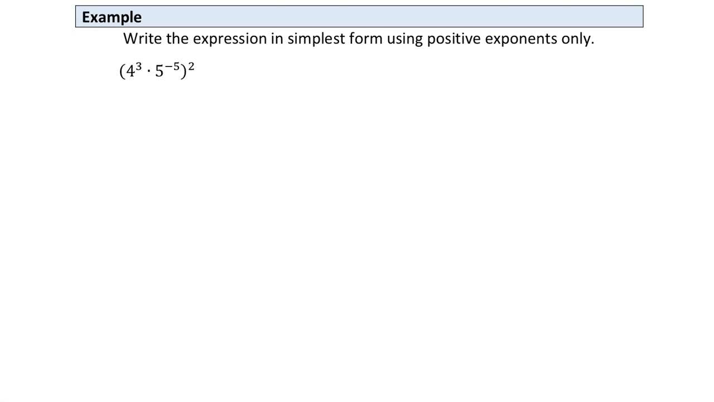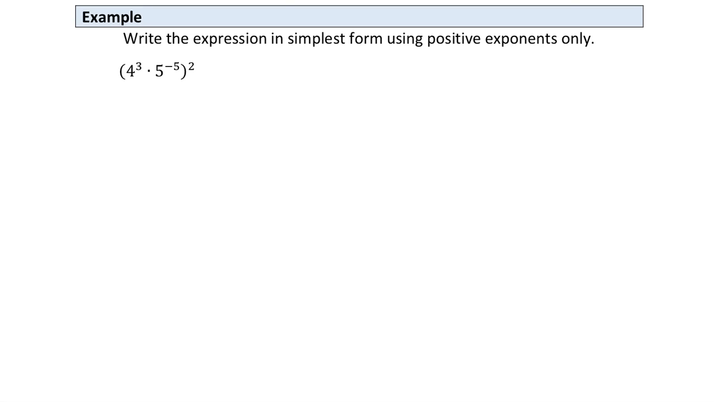Here we will simplify the expression 4 to the power of 3 times 5 to negative 5, all to the power of 2. As you see, inside the parentheses we have a product, and each of these factors will be raised to the power of 2. Also, each of these factors already has an exponent. 4 has exponent 3 and 5 has exponent negative 5.